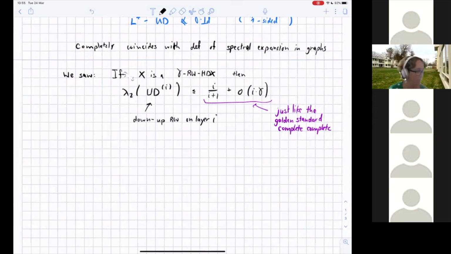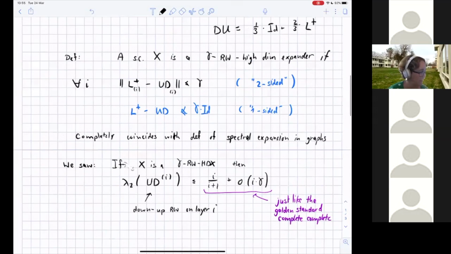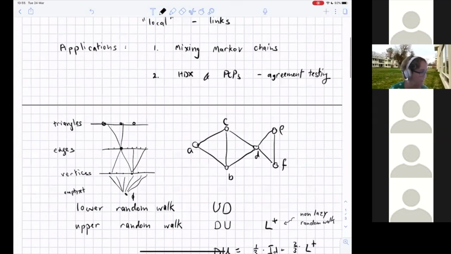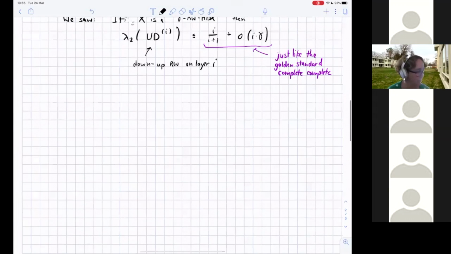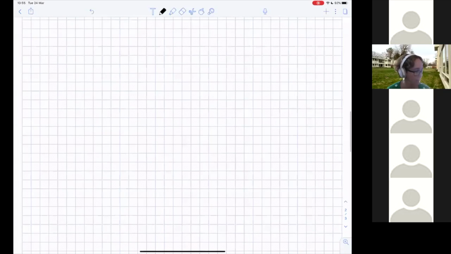Okay, so this was the random walk definition, and now I want to move to the link definition, the link expansion. The nice thing about this definition is that it is very local. It looks at a vertex, and it looks just at the neighborhood of the vertex. And it says if there is some property of the neighborhood, then I will say that this graph is a high-dimensional expander. This is the definition that's very useful for Markov chains, as we will see, because sometimes, and in this case it happens to be the case, it's very easy.